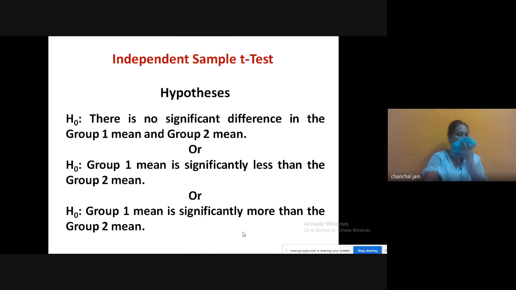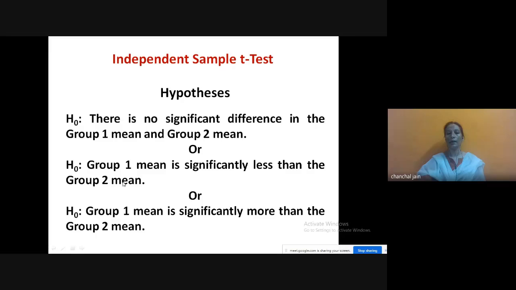So previously I have shown you the hypothesis in the symbol form. Here you can state the hypothesis in the word form. In the first case, you can say there is no significant difference in the group 1 mean and group 2 mean. Remember, the hypothesis is mu1 equals mu2, means both the groups' means are the same. So in the word form, you can write there is no significant difference in the group 1 mean and group 2 mean.